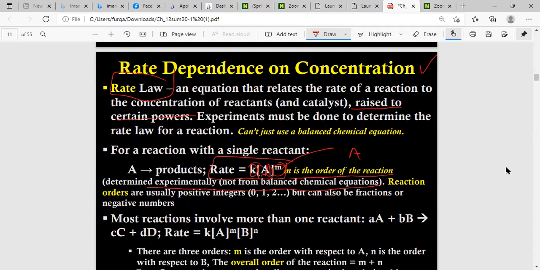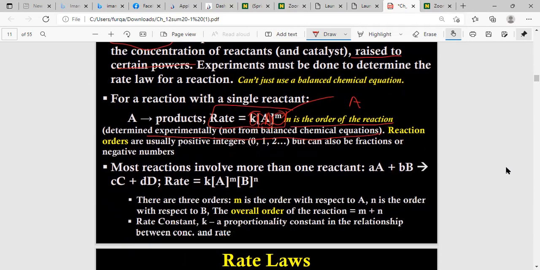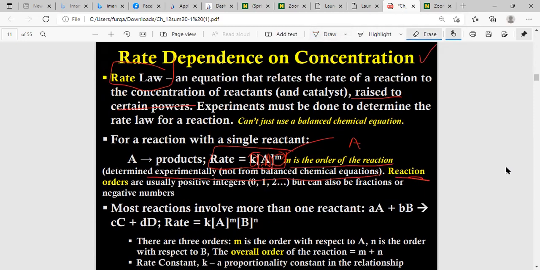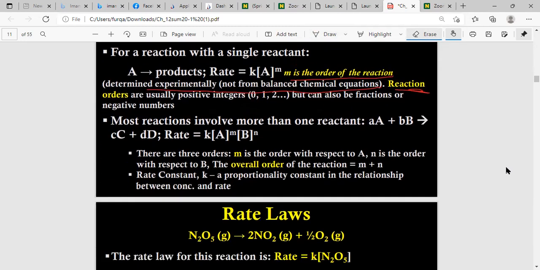Again, emphasizing that the rate expression is different from working on the rate law. Reaction orders are usually positive integers, and rarely are they fractions. You're not going to come across fractions in this course. Most reactions involve more than one reactant. Having one reactant is most of the time going to be a decomposition reaction, and not all reactions are decomposition reactions. So most reactions involve more than one reactant, and the most common is two reactants.